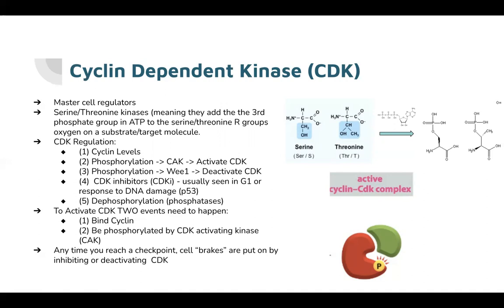To activate CDK, two events need to happen. We need to bind cyclin, and CDK needs to be phosphorylated by CDK activating kinase. Remember, if the cell is ever not going through the cell cycle, or is pausing in a specific phase, that means CDK is either being deactivated, like WEE1 phosphorylated it, or a CDK inhibitor is bound to it. Without these mechanisms, the cell would constantly go into the cell cycle and there'd be no regulation.